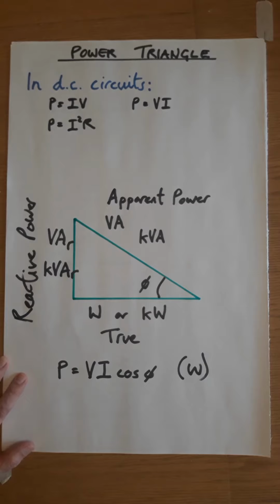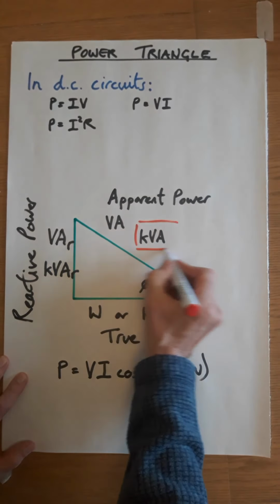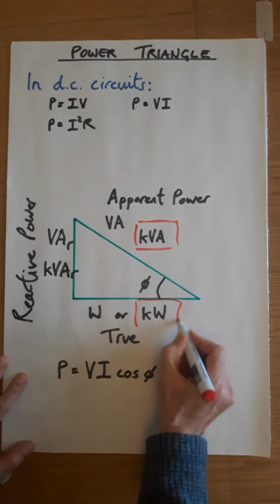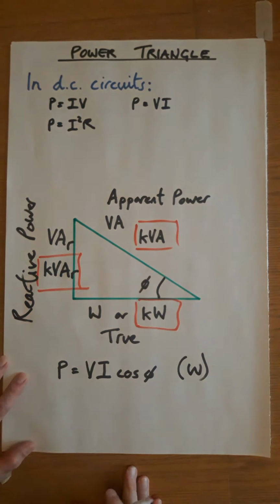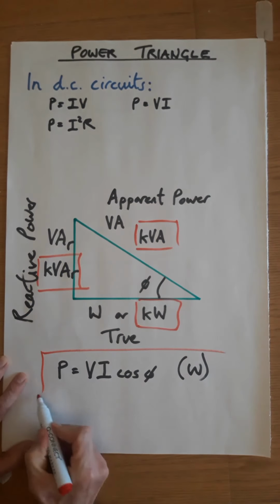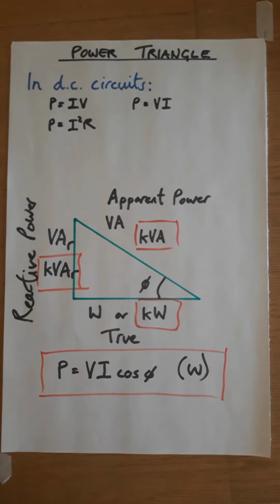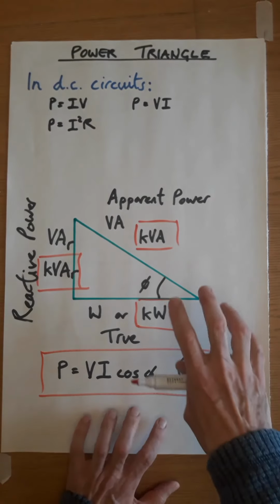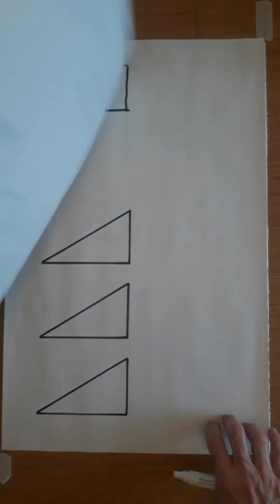So out of this lot, these are the important bits: kVA, kW, and kVAR. This formula for power in an AC circuit is very, very common in exams. It's an important one. So that's the power triangle. This is explained in great depth on your handout. Moving on.